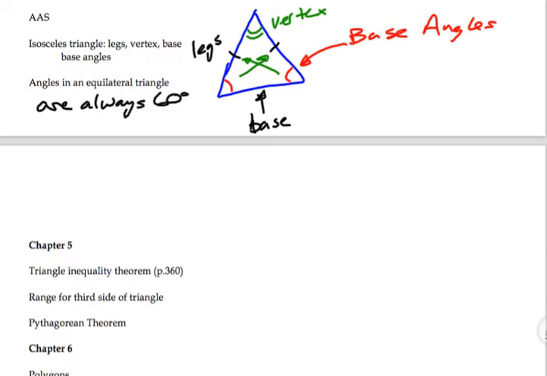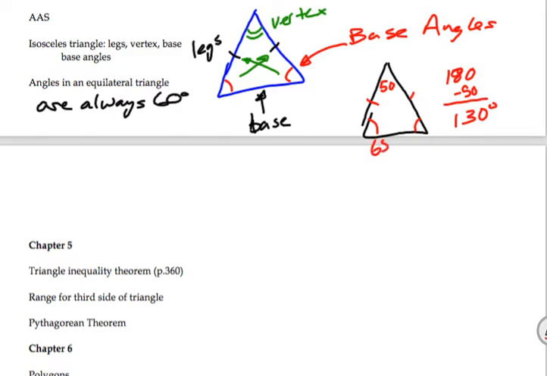We did a lot of isosceles problems like this, where these sides are equal. They tell me 50. Well, 180 minus 50 means 130. So you should know that these have to be equal. So if I split 130 in half, they're both 65 degrees. And so that's what you're kind of trying to do with isosceles triangles and angles.